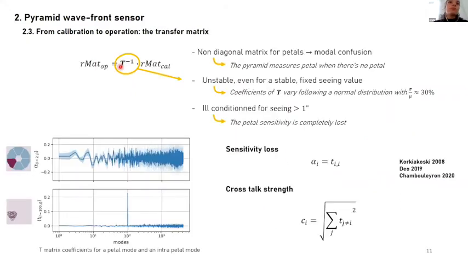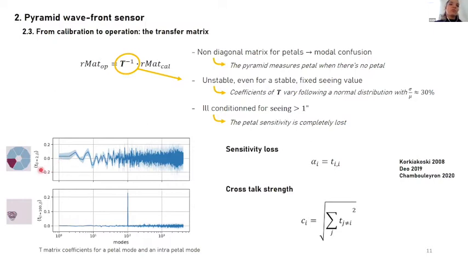So we build a transfer matrix which characterizes this difference between the operation and the calibration regime. And I showed that for a petaled segmented pupil, this transfer matrix actually is not diagonal. There is a modal confusion which occurs between the petal measurement and intrapetal modes measurement. And also, it is unstable. These coefficients are varying a lot, with about 30% of uncertainty.